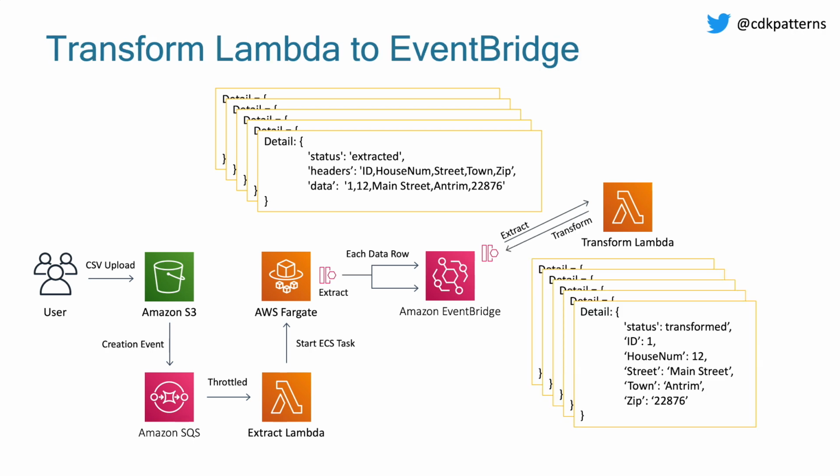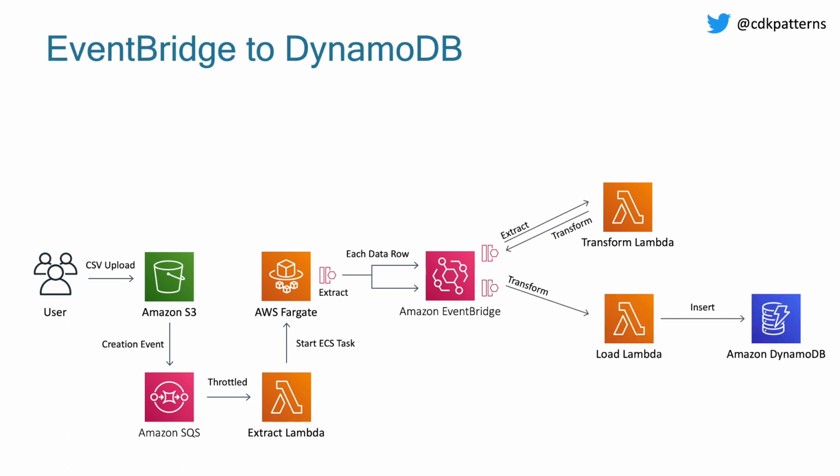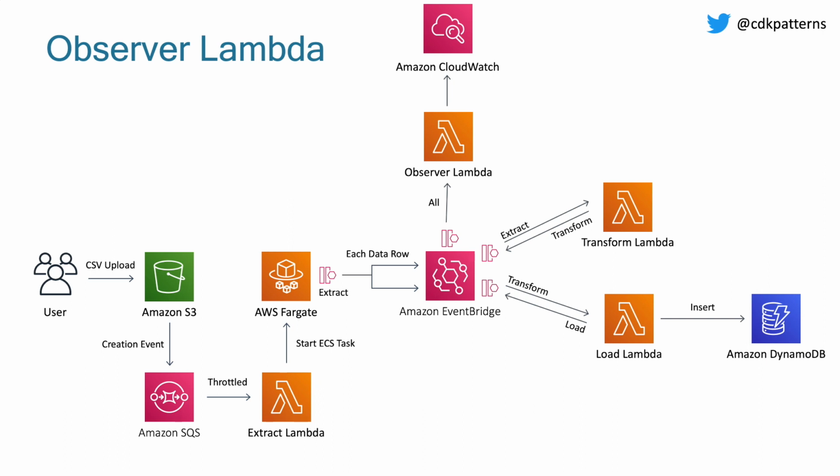That transform Lambda takes each event in turn and transforms the header string and the data string into a combined JSON object in the payload of another EventBridge event. That transformed event is then sent through another rule to the load Lambda that inserts the data into DynamoDB. Finally, a load event is then sent back onto EventBridge, just containing the record that was just inserted into DynamoDB, which gets consumed by our observer Lambda at the top.